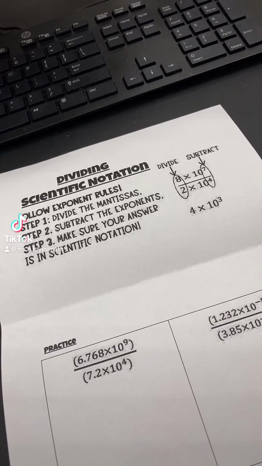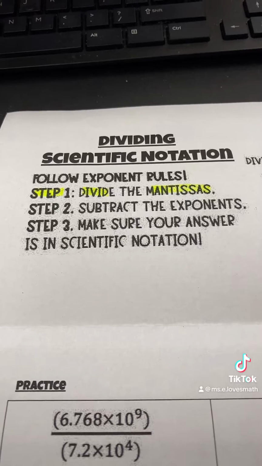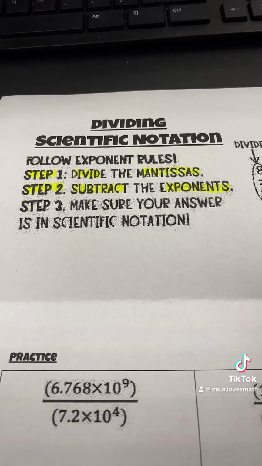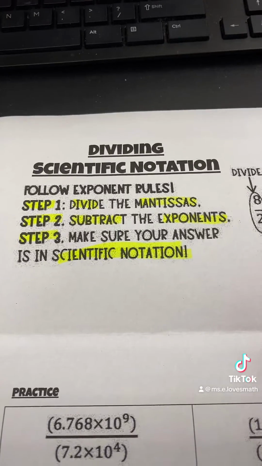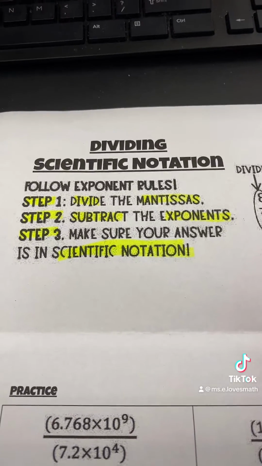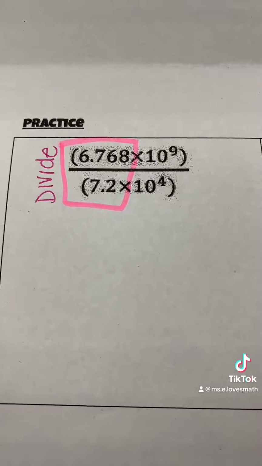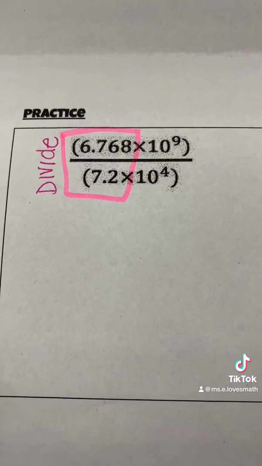Dividing scientific notation. Step 1 is to divide the mantissas. Step 2 is to subtract the exponents. Step 3 is to make sure your answer is in scientific notation. Here's our first example. Step 1 is to divide.